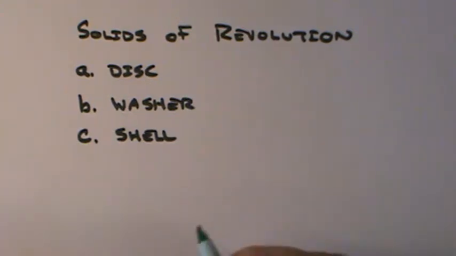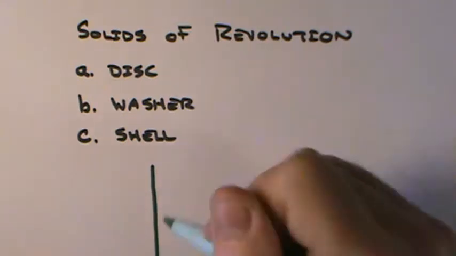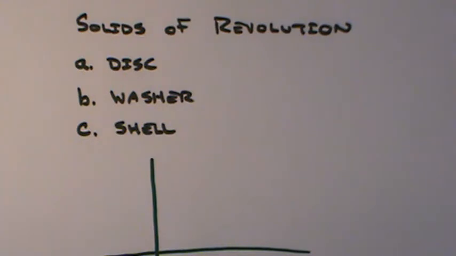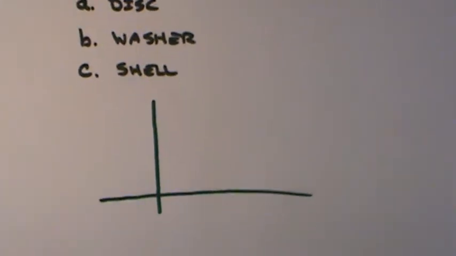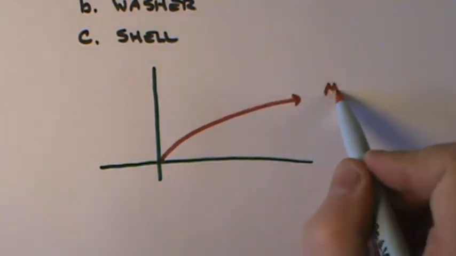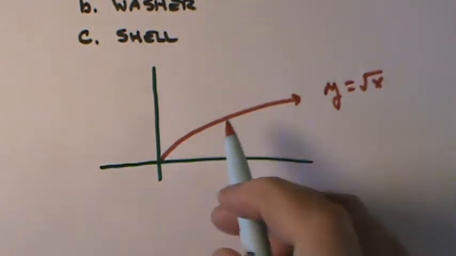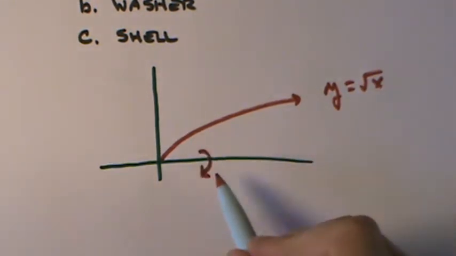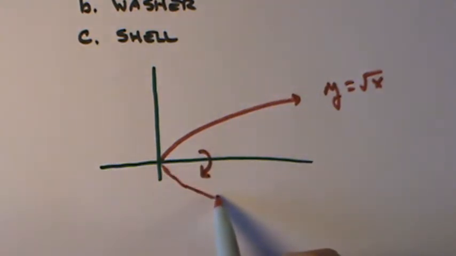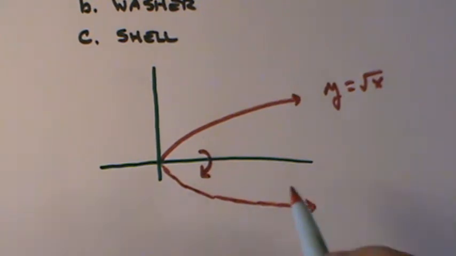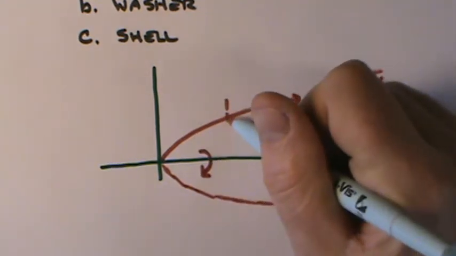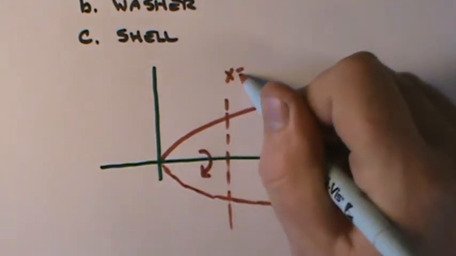As we've already learned with the disk method, if this is my set of XY axes and I have a simple shape, say something like y equals rad x, that's being revolved about the x-axis. As it gets revolved about the x-axis, it creates this three-dimensional shape, almost like a bullet, and say we're going from 0 to 4, we'll put x equal 4 there.